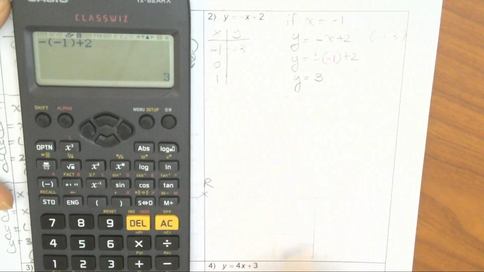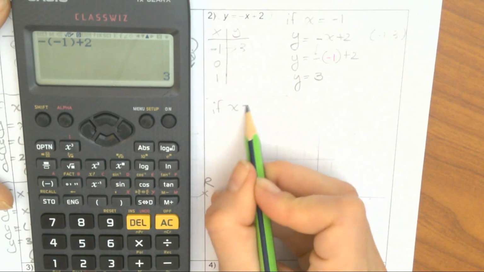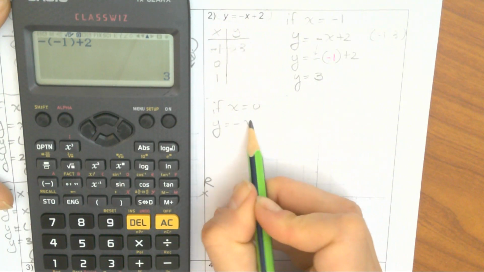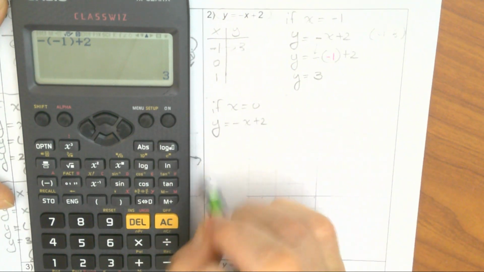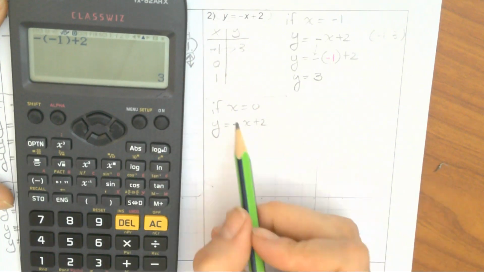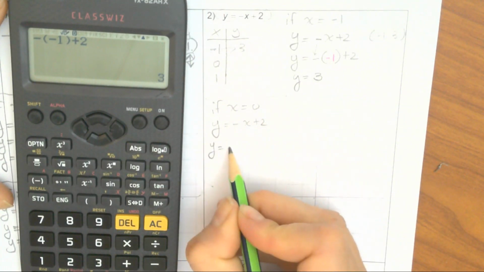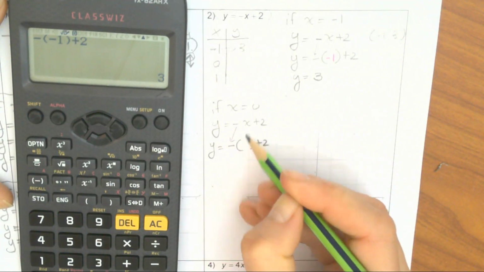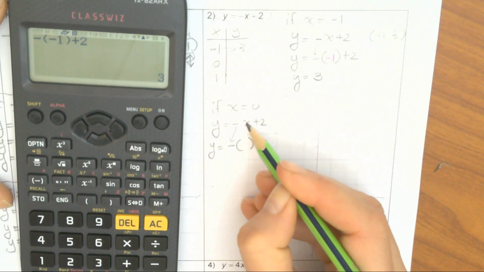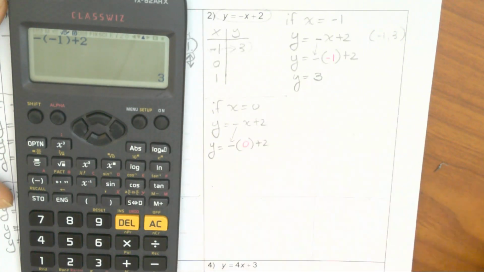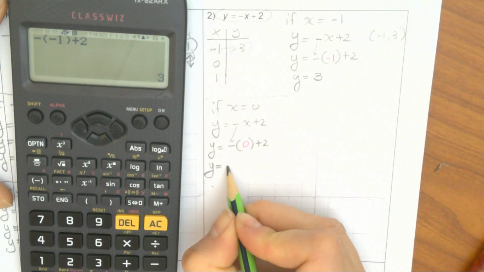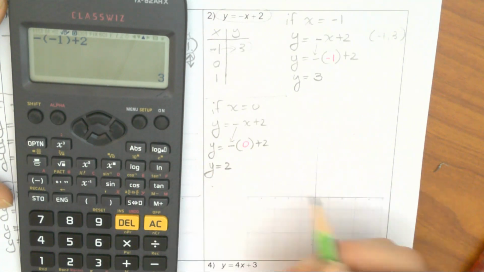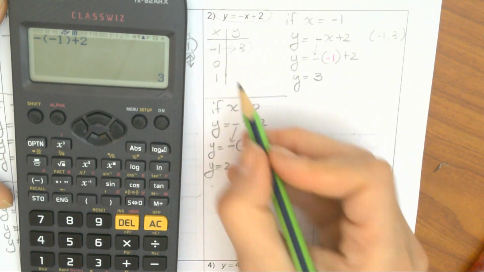Let's do our next point. If x equals 0, now we write this equation out. Wherever the x is, I'm going to put a bracket. See how this negative stays in front, and I put the brackets just where the x is. Now x is 0, so then I have y equals, what's negative 0? It's still 0. So this is 0 plus 2, which is just 2. So if x is 0, y is 2.